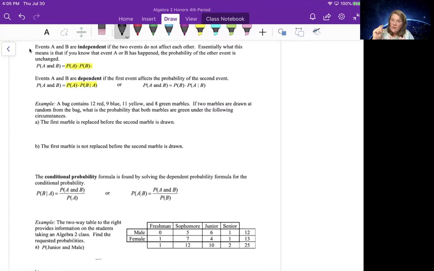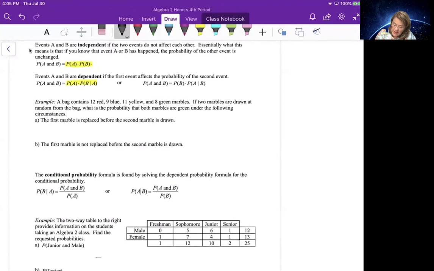I'm going to draw a marble, and then I'm going to put the marble back in, and then I'm going to draw the second marble. So I draw 2 marbles, but I put the first one back in. So they are independent of each other. There's no impact to the second marble based on what you drew the first time. So the probability of A times the probability of the second one is how you do it.